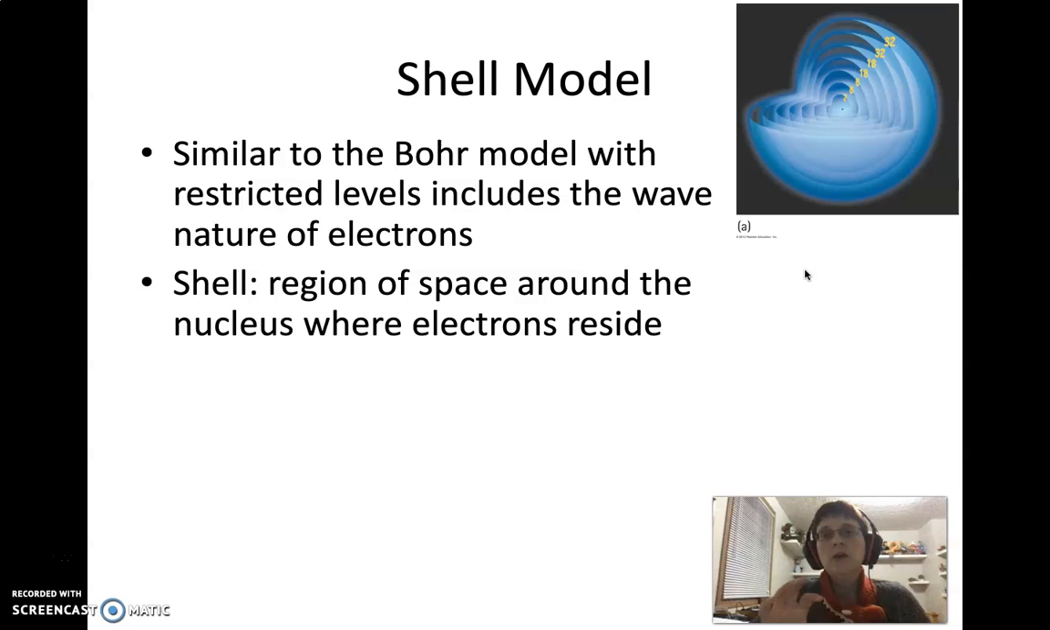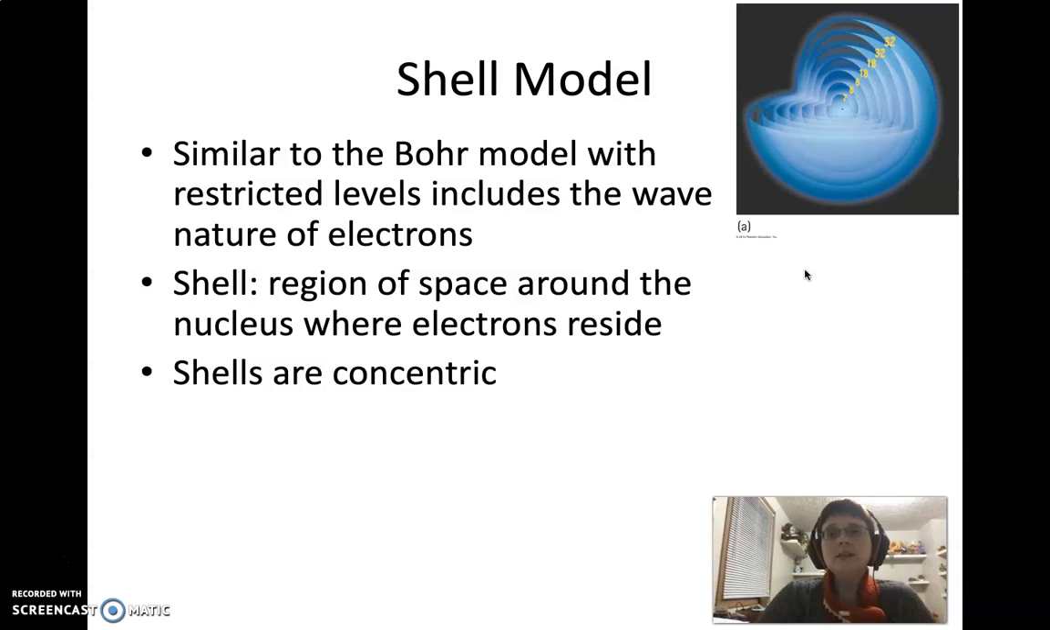Each shell is just the region of space around the nucleus where the electrons reside. We now know that the electrons don't travel just like a planet around the nucleus. We know that they can travel in any direction in 3D in that shell as long as they are still in that standing wave. Then if they get hit by a photon or so forth, they can jump up to another level, and then they'll jump back down as they lose that energy.